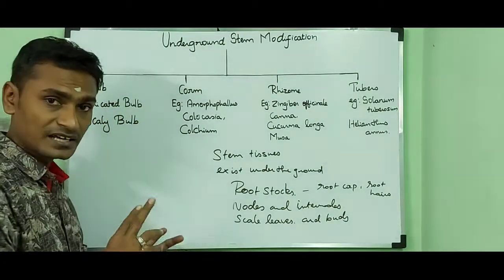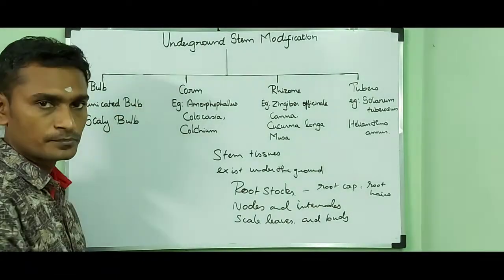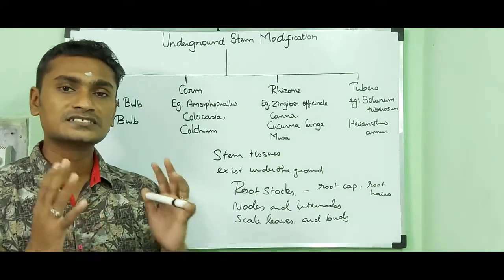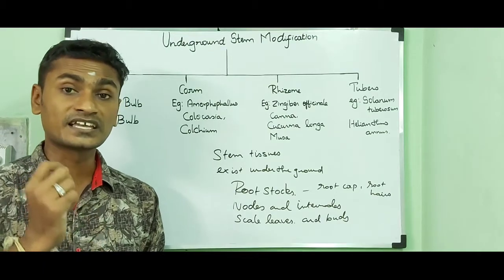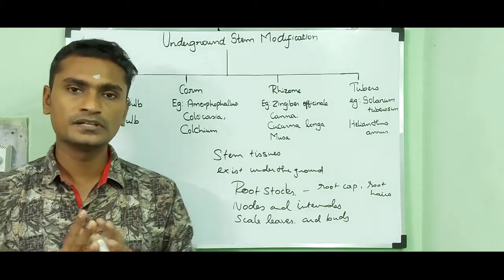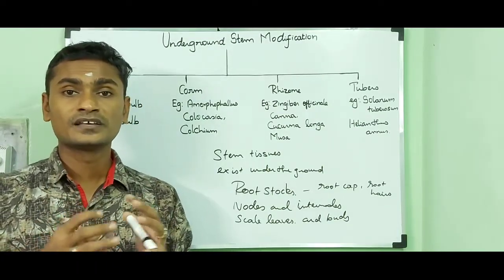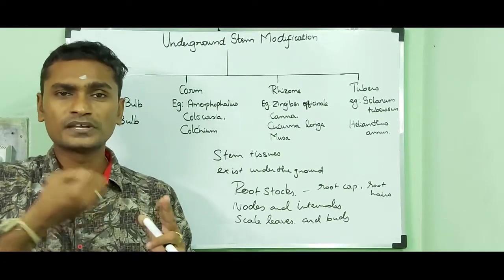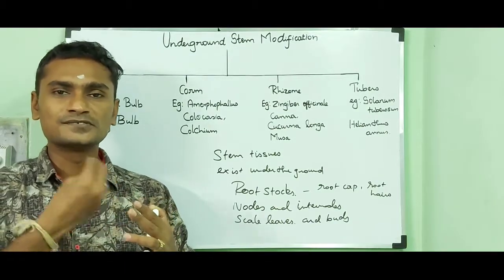Then it can be classified into two types. They are tunicated bulb and scaly bulb. Tunicated bulb means again it is a condensed stem which is surrounded by several concentric layers of scaly leaves. That is what we call tunicated bulb. For example, take onion. It contains several concentric layers of scaly leaves. So you can peel the onion, and more scaly leaves keep coming.